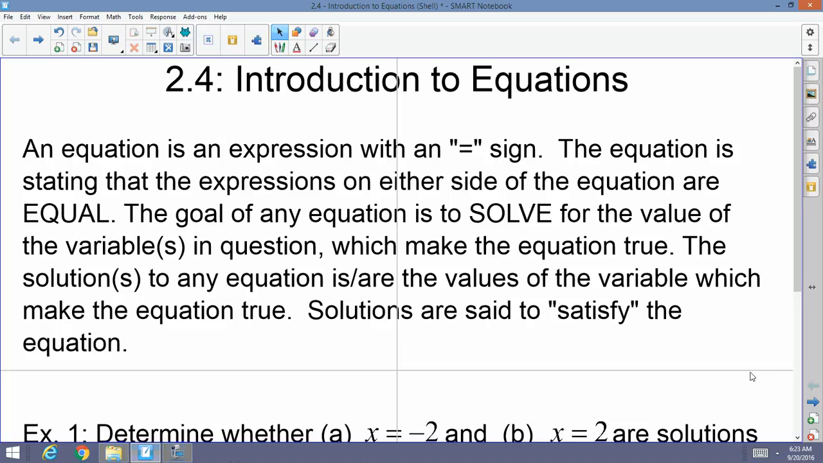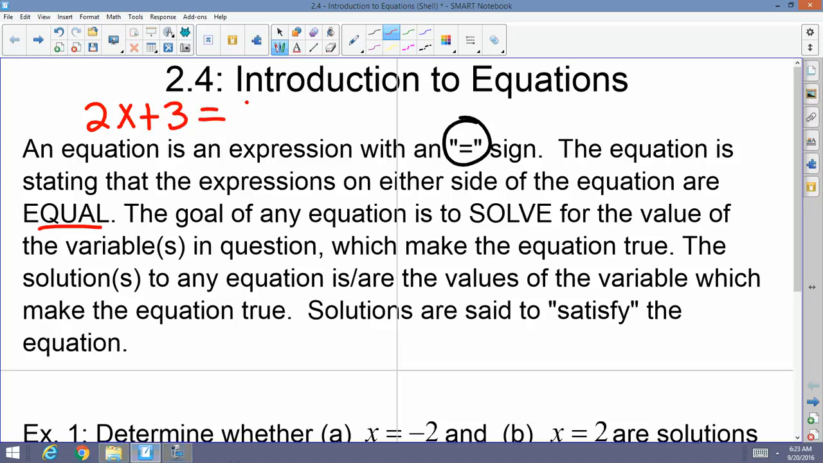So first of all, an equation is an expression with an equal sign, okay? So whenever you see numbers, variables, operation signs, and an equal sign, you know that's an equation. The equation is stating that the expressions on either side of the equation are equal. So when you have an equation like 2x plus 3 equals 5x minus 7, you don't particularly know the value of x yet. That's the whole point of solving it.